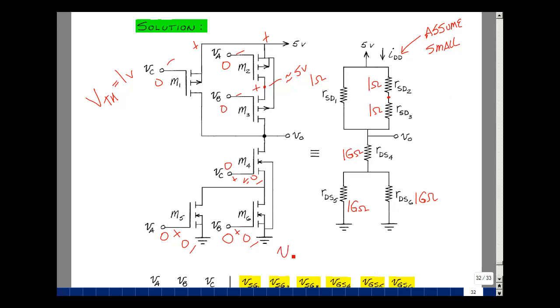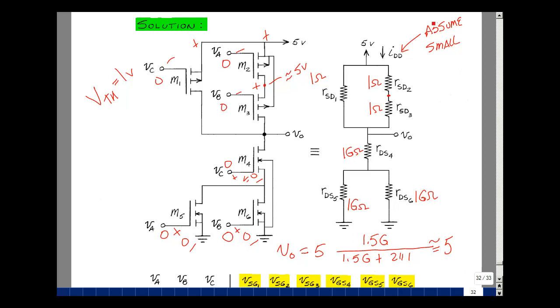So V out is equal to 5 volts times, I've got these two in parallel to be a half a gigaohm, 1.5 gigaohms over 1.5 gigaohms. This is going to be equal to 2 in parallel with 1 plus 2 in parallel with 1, which is very small. That's going to make this expression about 5 volts.